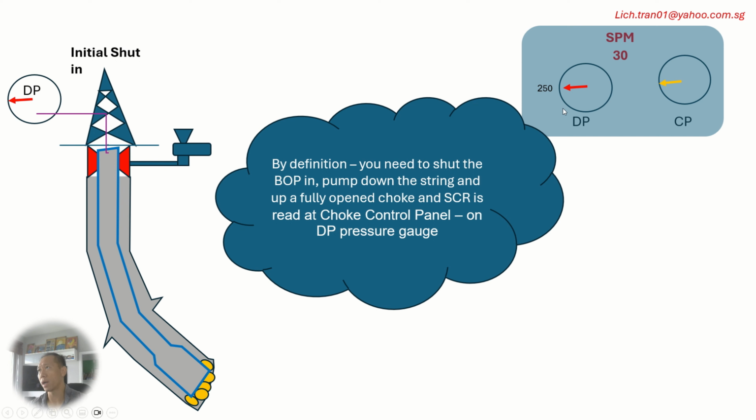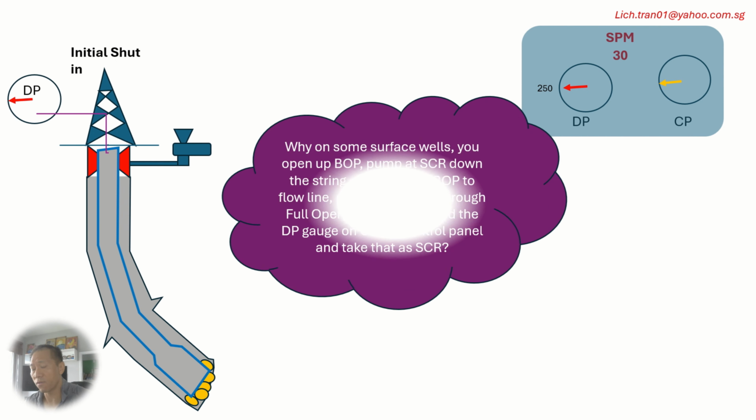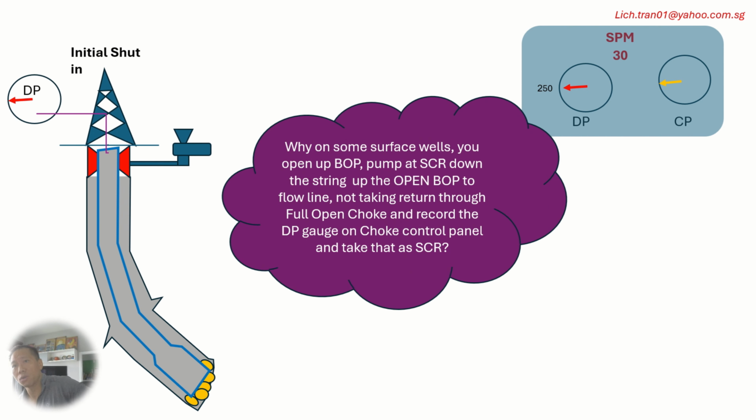Not on your driller console in the doghouse, but at the choke control panel on the drill pipe pressure gauge. And remember, you shut the well in and take the return through the full open choke. But in reality, on surface wells with a surface BOP, you don't do that. You just open the BOP, pump down the drill string, and take the return up through the open BOP back to the flow line. How can you do it? And you still read the drill pipe pressure gauge at the choke control panel.